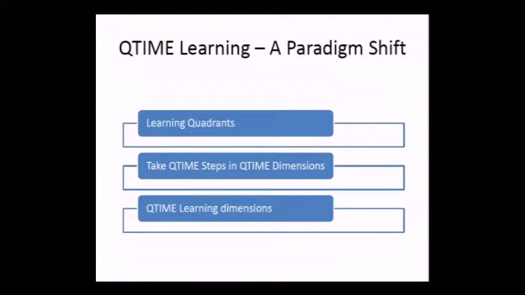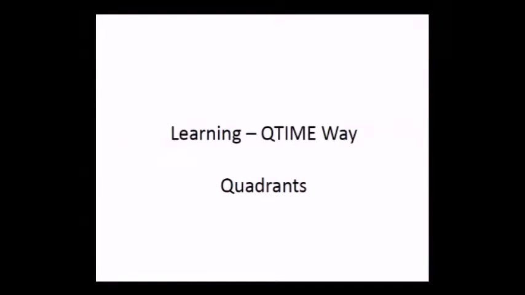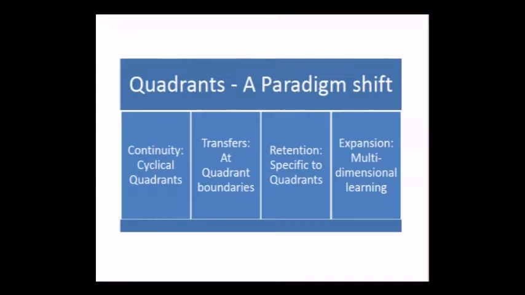So the main core principles or ideas with which qtime learning is built are learning quadrants, taking qtime steps in qtime dimensions, and qtime learning dimensions itself. So let us look at learning the qtime way, and to know something about quadrants. The idea of quadrants is again to create a continuity. They are cyclical quadrants. You can start anywhere in any quadrant and continue on.